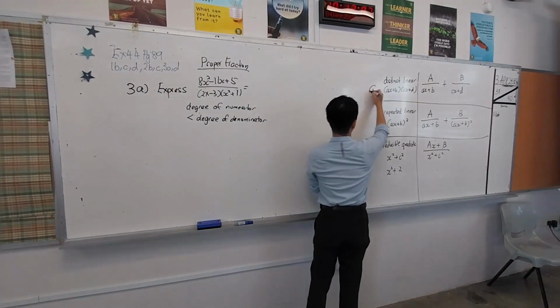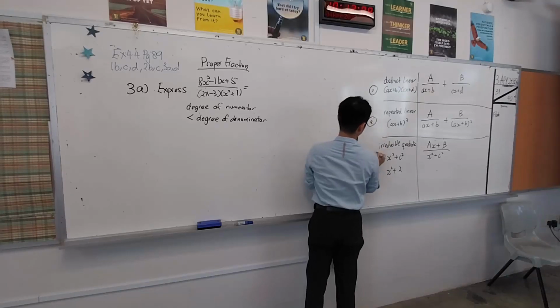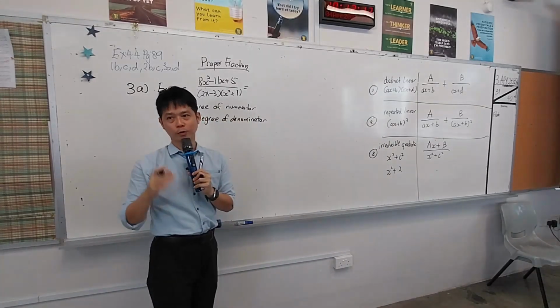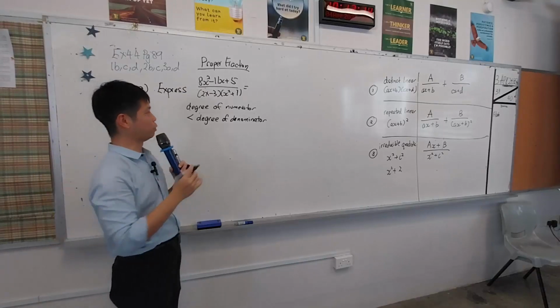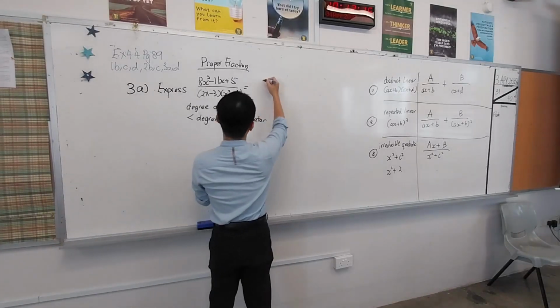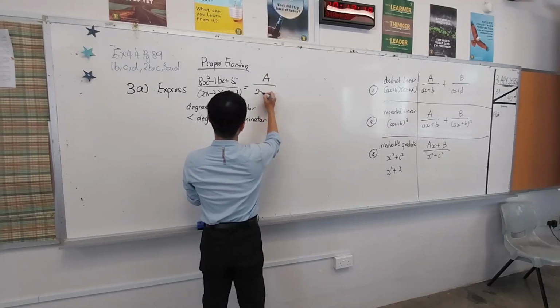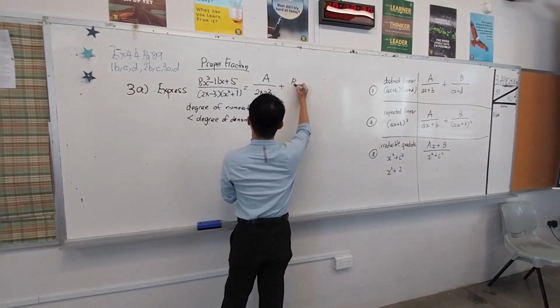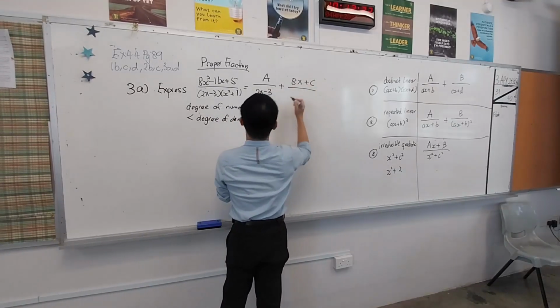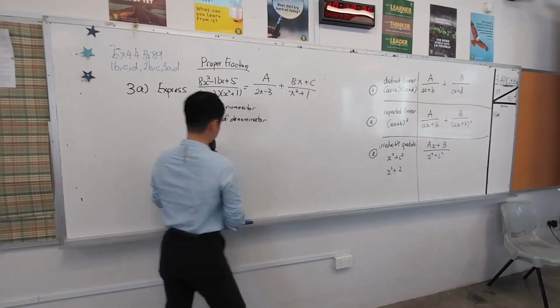Okay, now which scenario are we looking at? Scenario 1, 2, or 3? Which one? We are looking at 1 and 3, right? So we have to combine 1 and 3. So the expression will be A over 2x minus 3 plus Bx plus C over x squared plus 1.